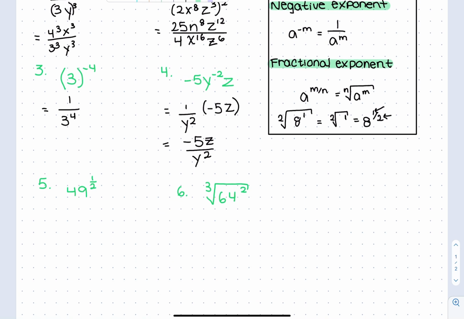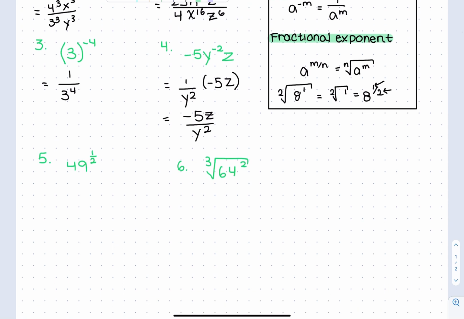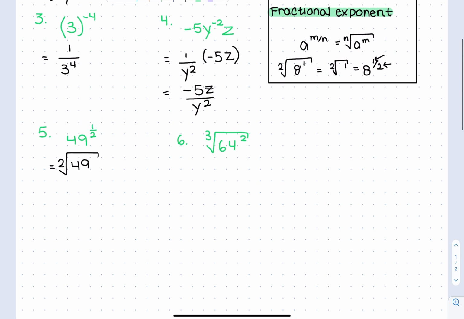Alright, finally we're going to take a look at our fractional exponent rule. Right now I've written 49 to the power of a half. What we remember is I take the number and put a root sign. However, I need to know what number is going here and what number is going here. If you remember, the bottom number goes into this check mark. So I have a 2 there, and the top number goes right here, but it's a 1, so we don't have to write it. So we actually have the square root of 49, which we know is 7.